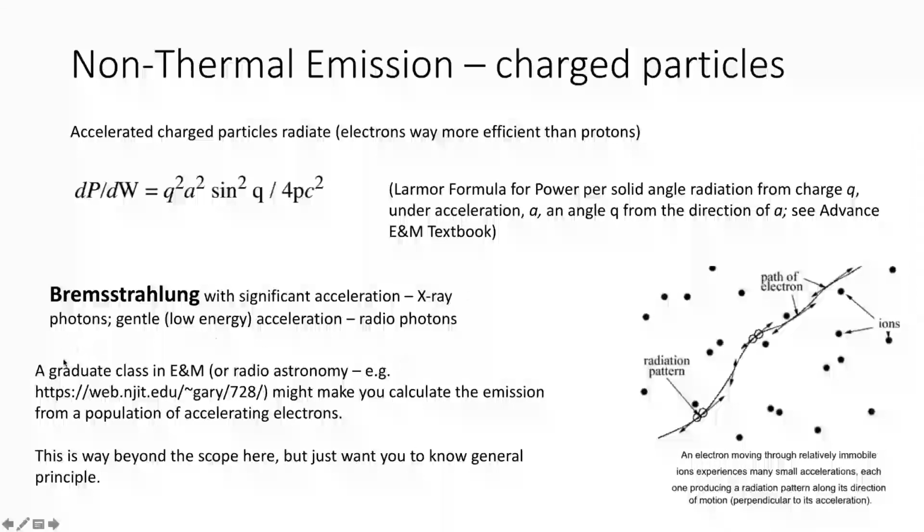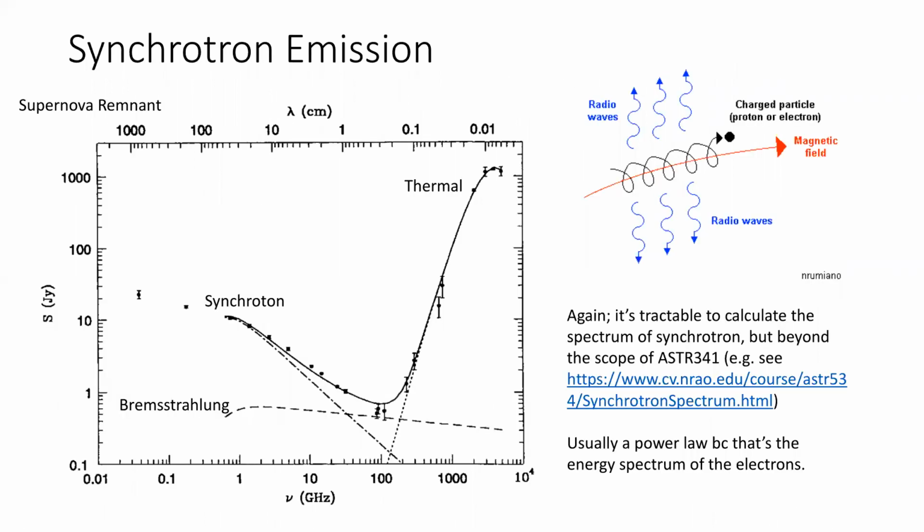Yes, that's right. If you take a graduate E&M class, you might end up being asked to calculate the emission from a population of accelerating electrons. You'll have electrons with a range of velocities going through your magnetic field, and you can calculate what the spectrum of the emission would be. That's the thing I remember doing. Well, we're not going to do that here. It's way beyond the scope. Let's instead just look at what it turns out to be.